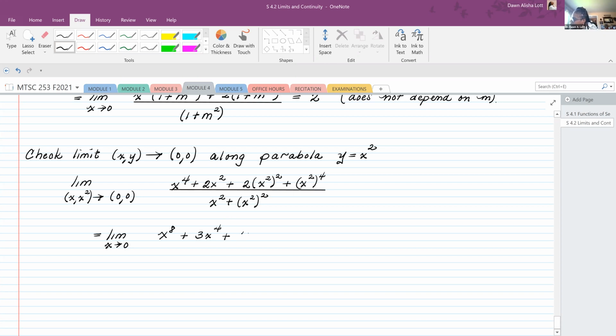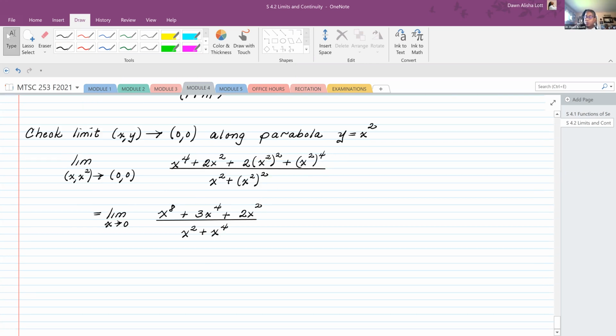plus 2x squared, divided by, is that right? Divided by x squared plus x to the 4th. So let's factor out x squared. That's the limit as x approaches 0 of x to the 6th plus 3x squared plus 2, and I factor out x squared, and that leaves me 1 plus x squared. And as x goes to 0, I get 2. Woohoo!